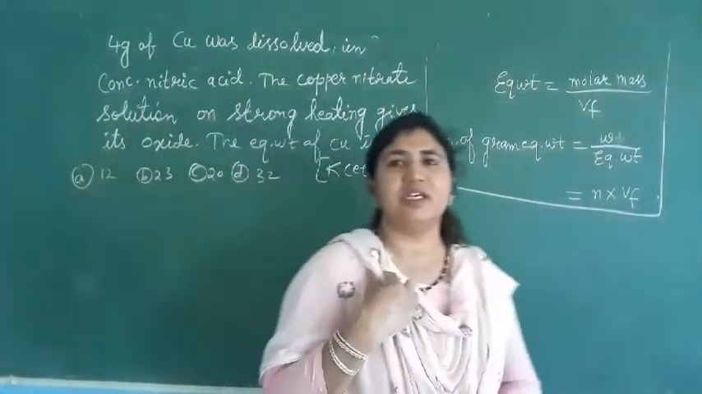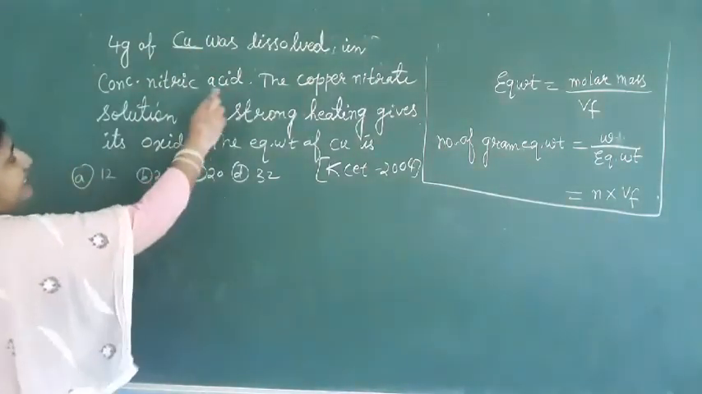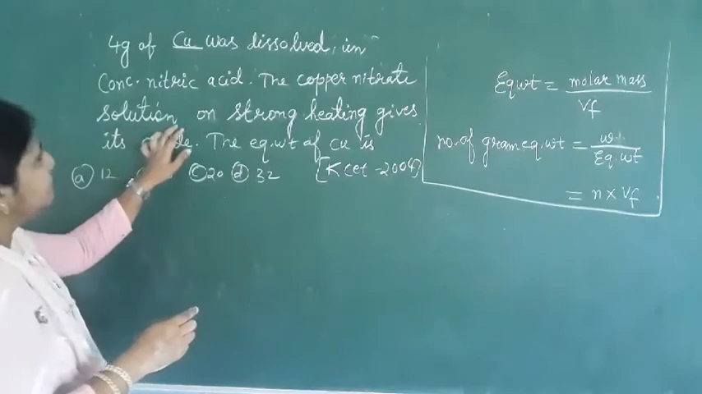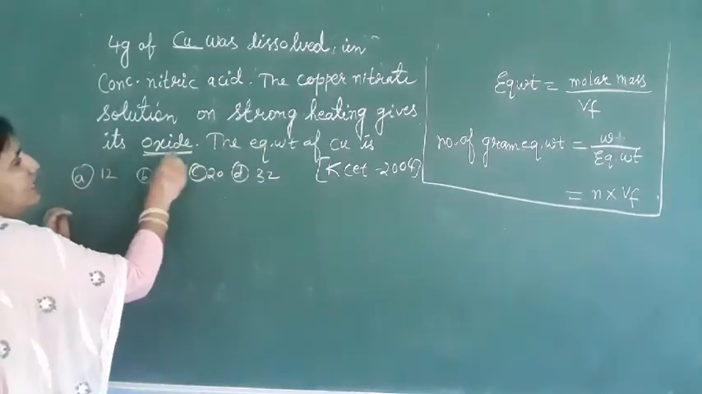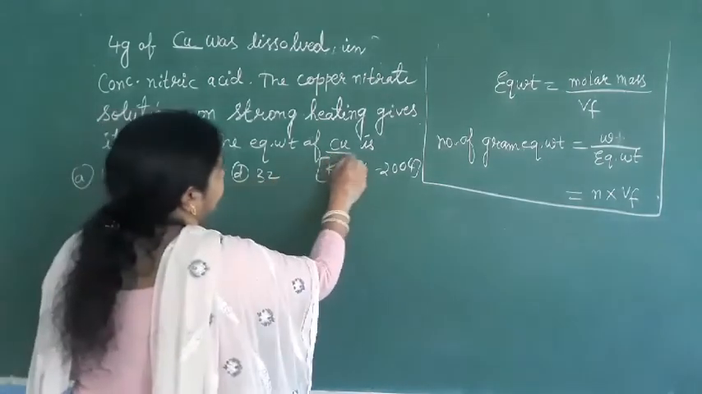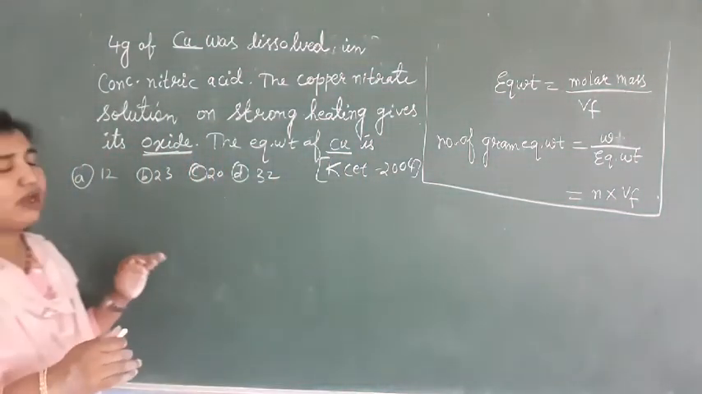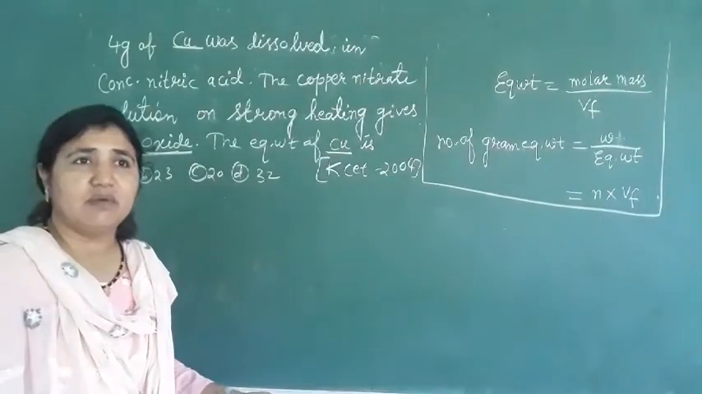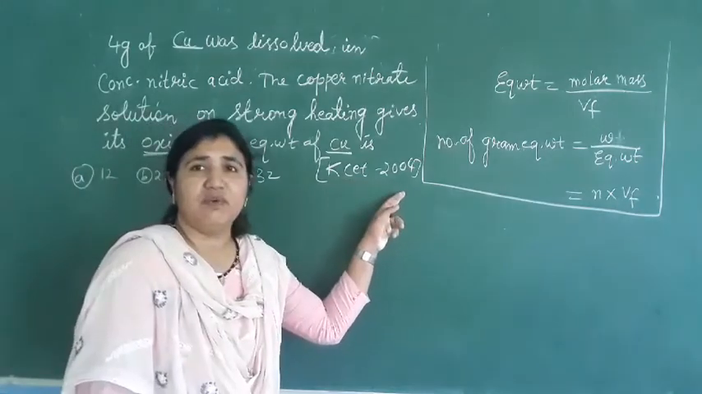Okay, next question, see here. 4 gram of copper was dissolved in concentrated nitric acid. The copper nitrate solution on strong heating gives its oxide. The equivalent weight of copper is, it is similar to how we calculated in the previous problem, it is the same. This question was asked in KSET 2004.